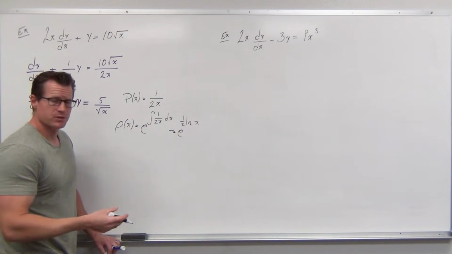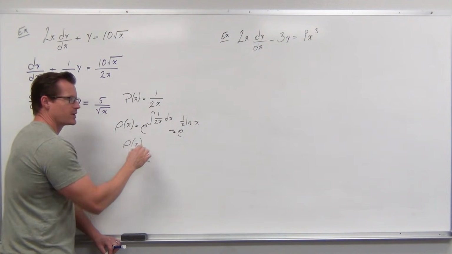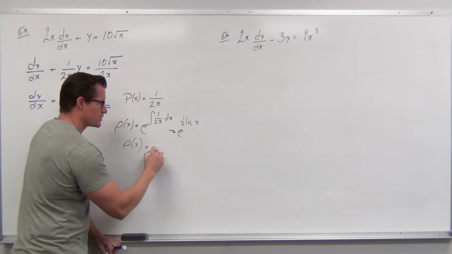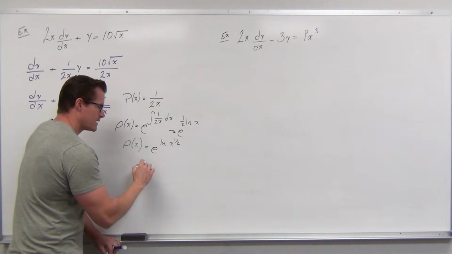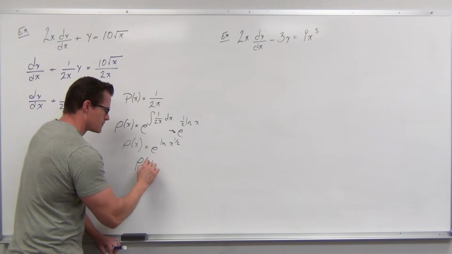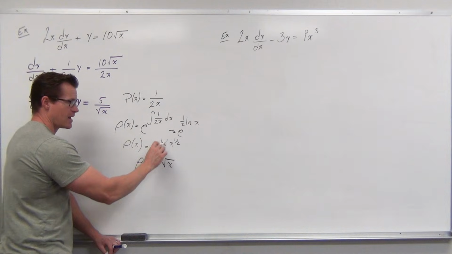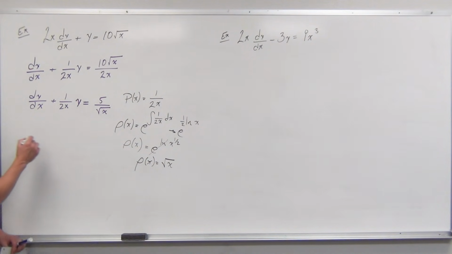Well, what we also want to do is get rid of that e and ln, but in order to do so, we've got to move that coefficient as an exponent. So e to the ln of x to the 1/2 power gives us just x to the 1/2. X to the 1/2 is the square root of x. That's what we're going to multiply by.